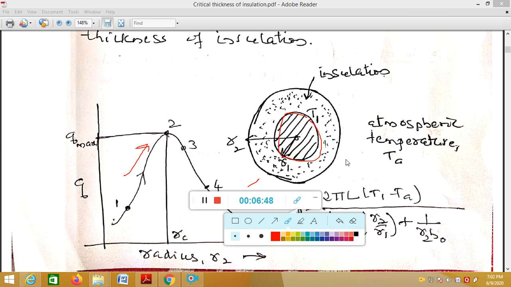Or if you want to maintain the same temperature T1, initially let the wire carry current I1, and the surface temperature be T1. On providing insulating material, heat loss will decrease and the surface temperature will drop, but we can pass more current and bring the surface temperature back to the same temperature T1. That means addition of insulating material increases the current carrying capacity of the wire.